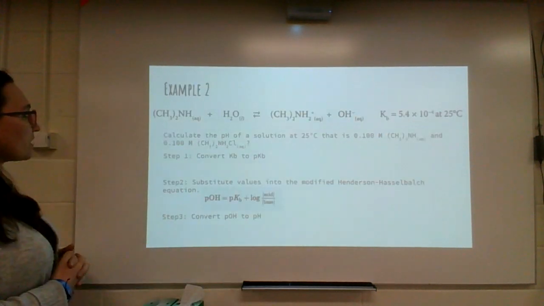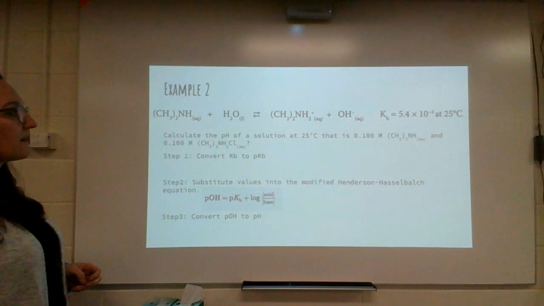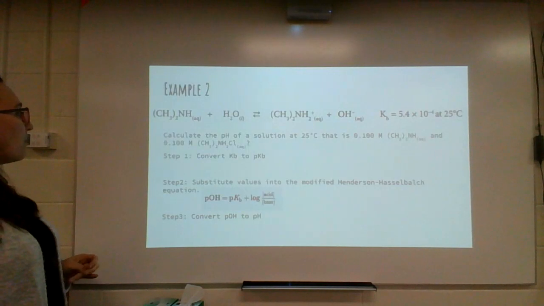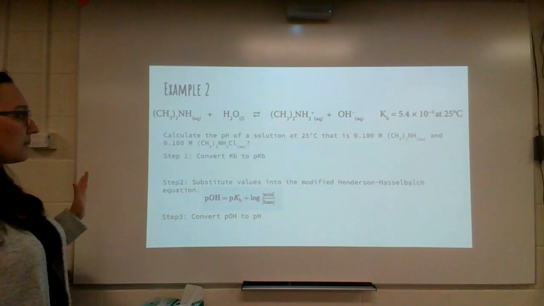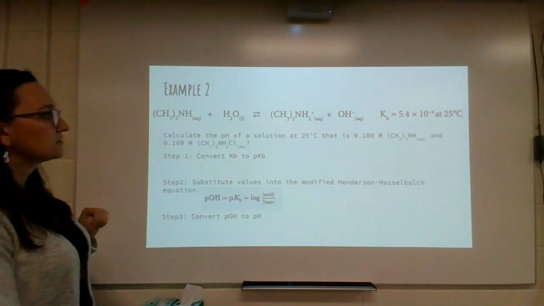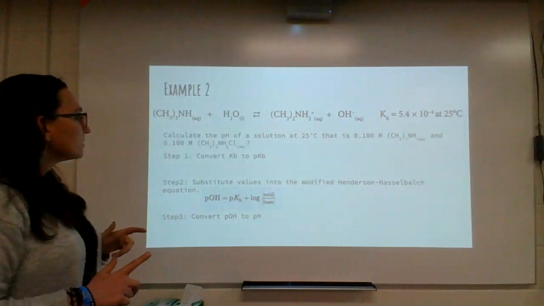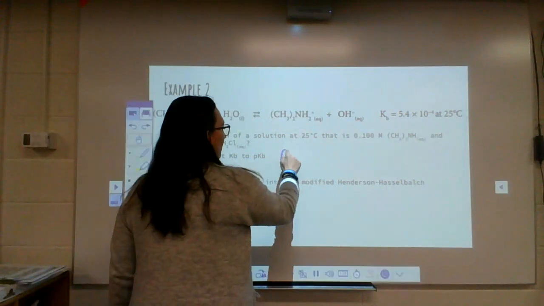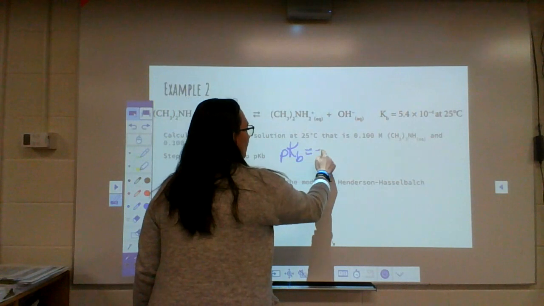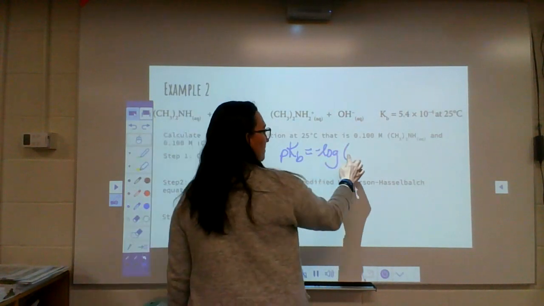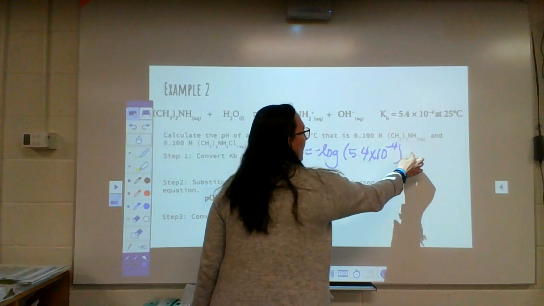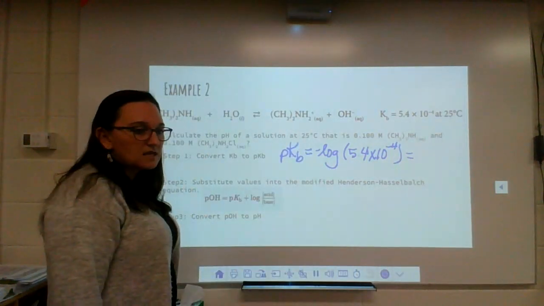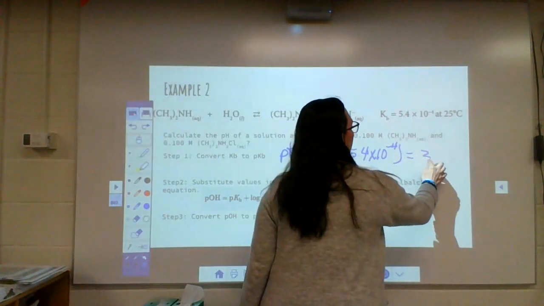So here's another example. Let's calculate the pH of a solution at 25 degrees Celsius that is 0.1 molar of our base and 0.1 molar of its conjugate acid. So we'll start by converting Kb into pKb. So here's our Kb value. So pKb is equal to the negative log of the Kb, which is 5.4 times 10 to the negative 4. I'm plugging this into my calculator. I find that the pKb is equal to 3.27.